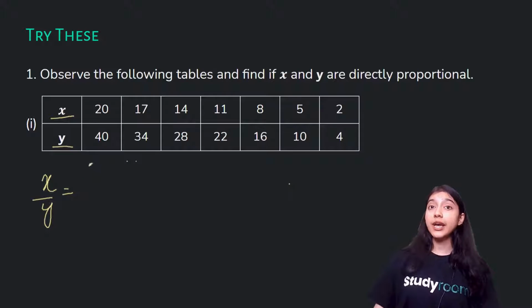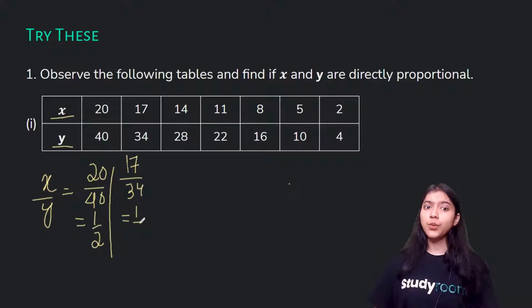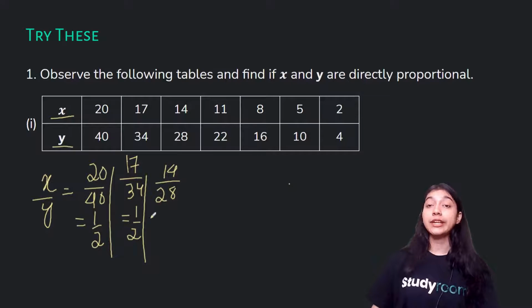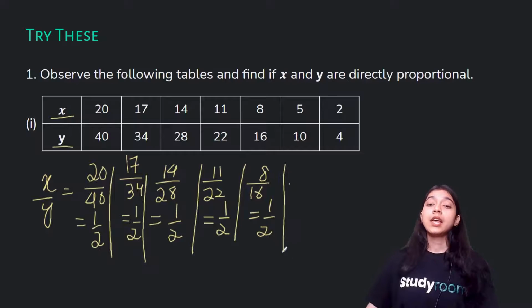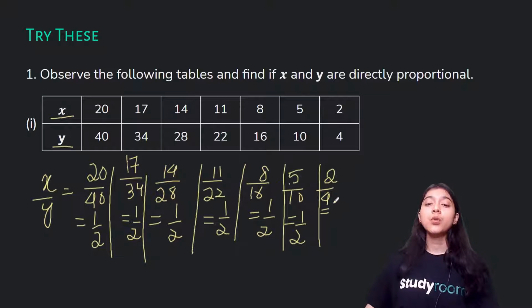In the first case, x by y is 20 divided by 40, which gives us 1 by 2. In the second case, we have 17 and 34, so 17 divided by 34 is again 1 by 2. In the third case, we have 14 and 28, so 14 divided by 28 is again 1 by 2. Next, we have 11 and 22; 11 divided by 22 gives us 1 by 2. Next we have 8 by 16, which gives us 1 by 2. Next we have 5 by 10, which again gives us 1 by 2. And lastly we have 2 and 4, so 2 divided by 4 is again 1 by 2.